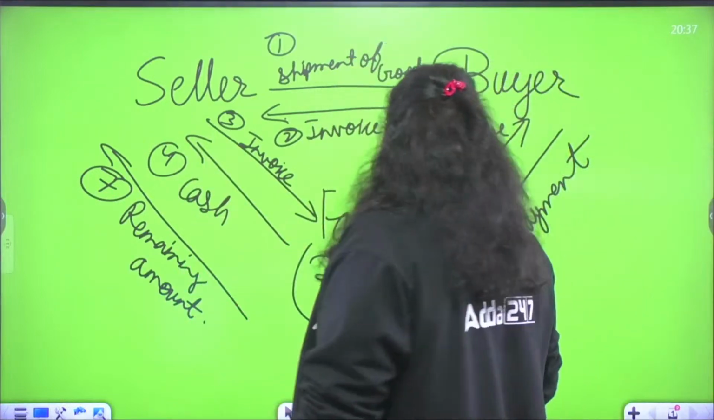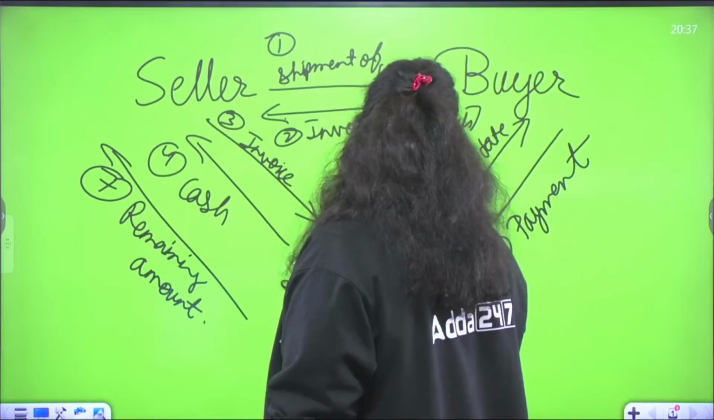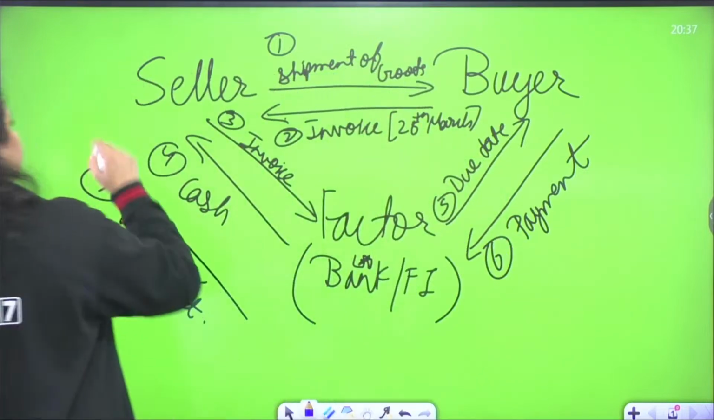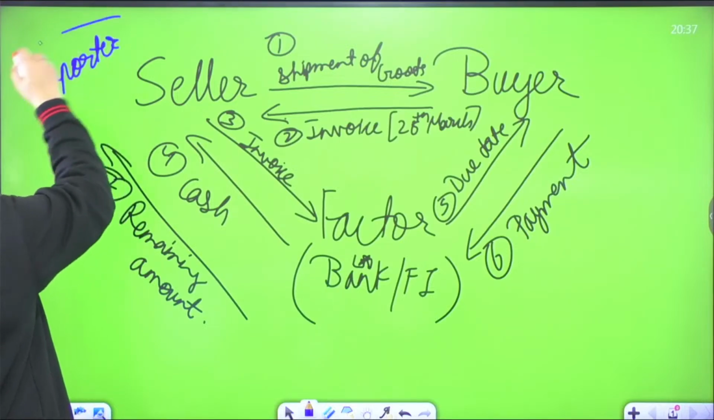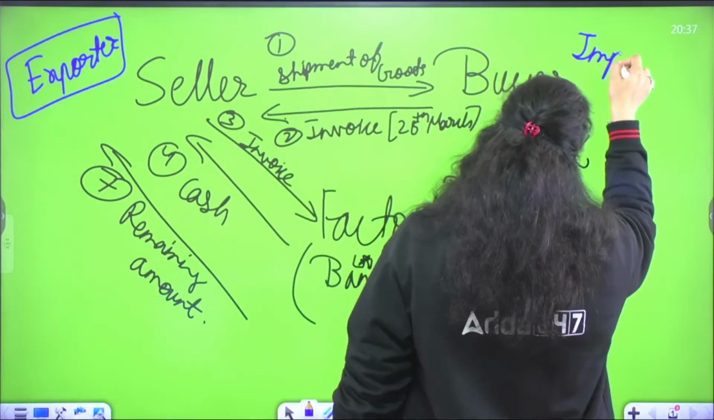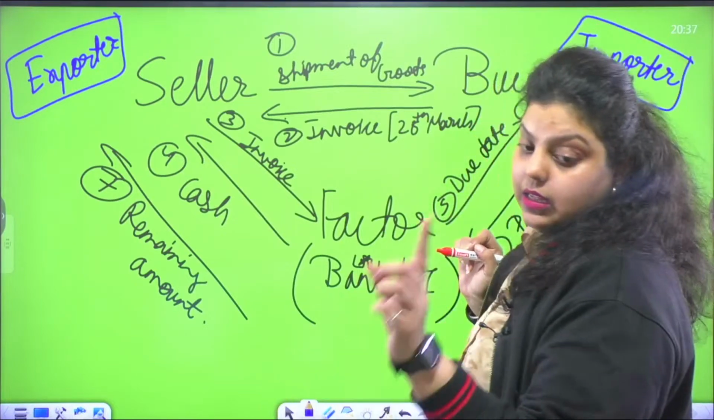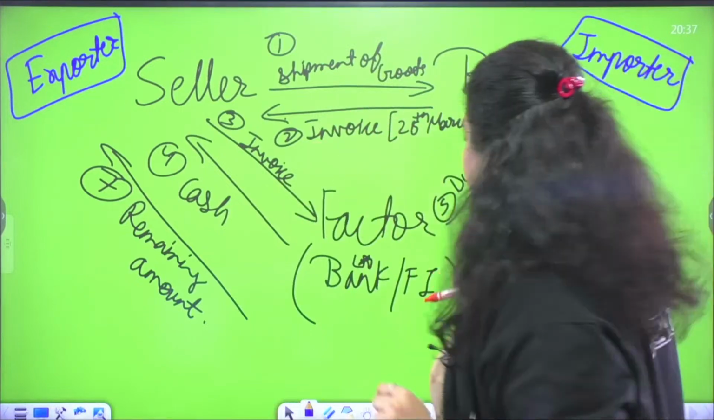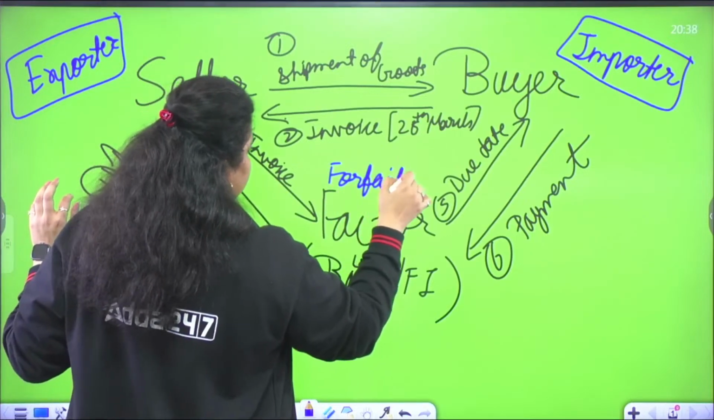Now, when it comes to forfeiting, the same thing is there. What difference will you find here? In forfeiting, in place of the seller you will find an exporter, and in place of the buyer you will find an importer. It means forfeiting is international forfeiting; with another country you are performing the trade. The factor is known here as the forfeiter.